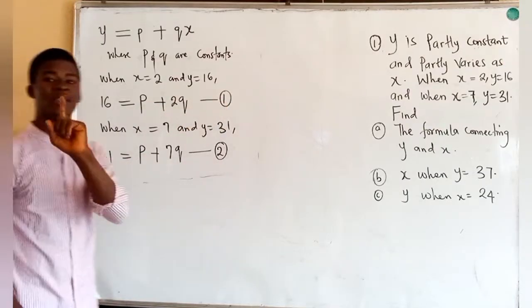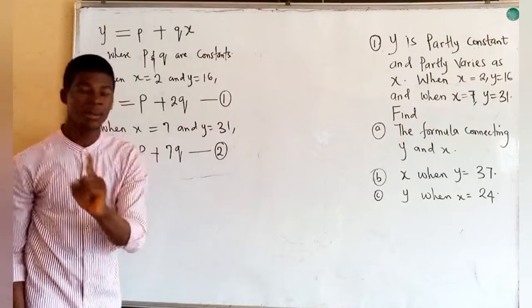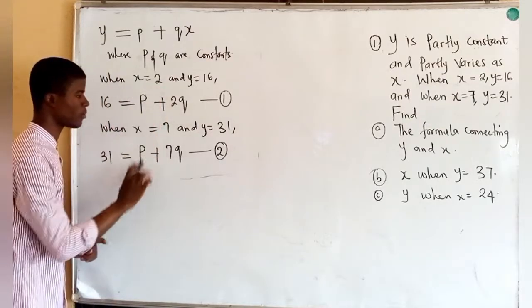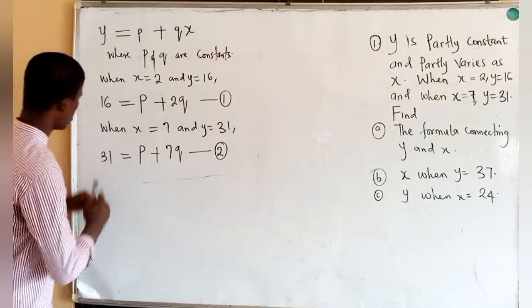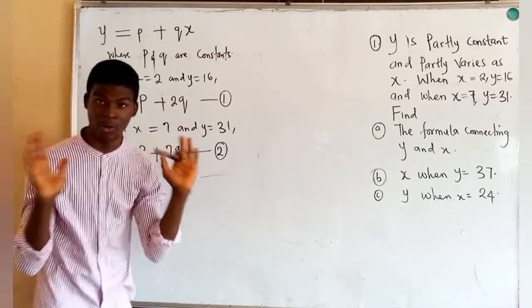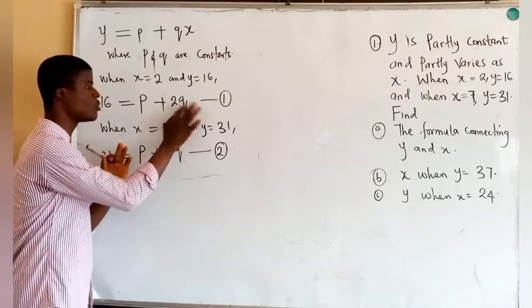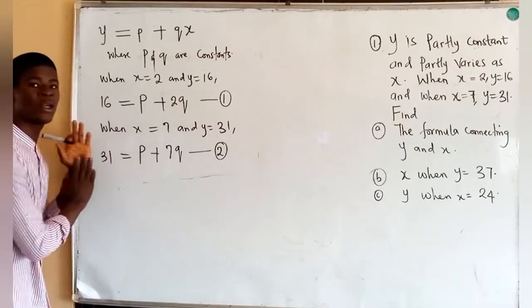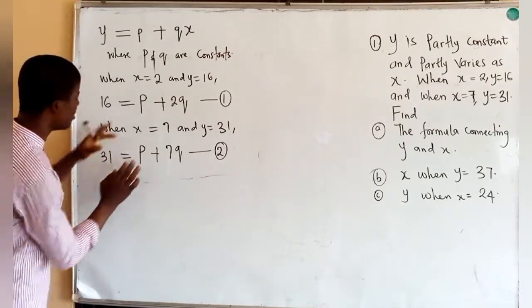Now, it will be easier for me to eliminate P from these two equations. So what I'll do now is this. 31 minus 16 will give me an answer. P minus P is already out, 0. So 7Q minus 2Q is 5Q. So I still have Q left and another 10. So I can actually eliminate P.